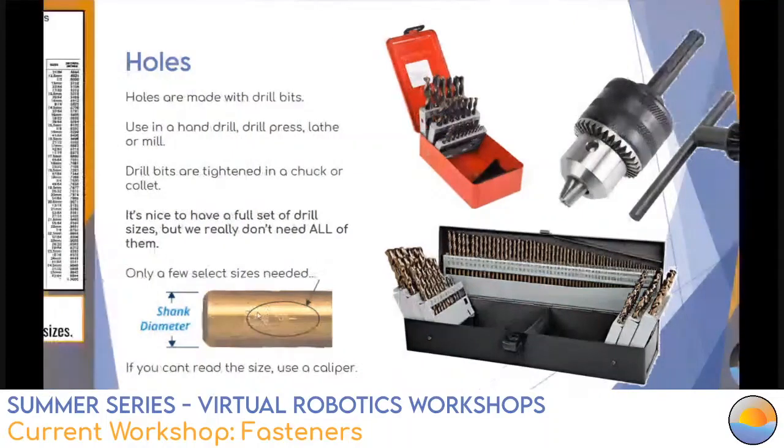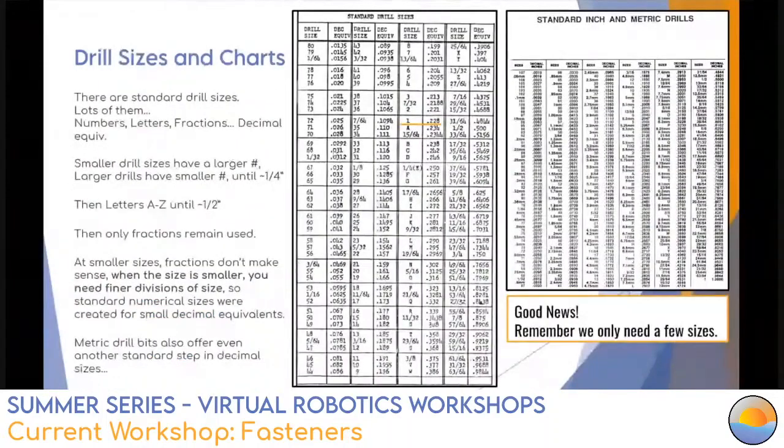The size of this shank is always going to be the size of the drill bit, unless it's obviously not. There are charts to show everything about every size of a drill bit, and there's lots of them. There are standard drill sizes of numbers, letters, and fractions, but what really matters is the decimal equivalent. So the smaller the drill, the larger the number. So there's really tiny drills, and there's even tinier drills in this slide for sure. But then when you get up to about a 1/4 inch, it goes to letters. Then it'll just simply go to fractions.